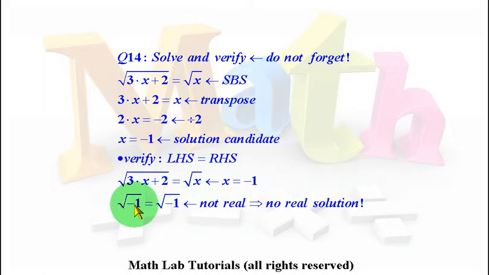Notice that the square root of negative 1 is not real, it's imaginary. And the square root of negative 1 on the right-hand side is not real, it's imaginary. Even though the two imaginary numbers are equal to each other, still the equation is not real. And therefore, we conclude that there is no real solution to the original equation. So the original equation has no real solution. Be very careful about that.